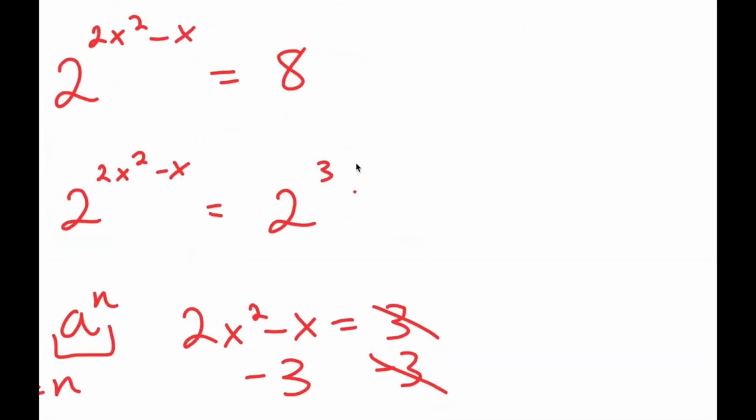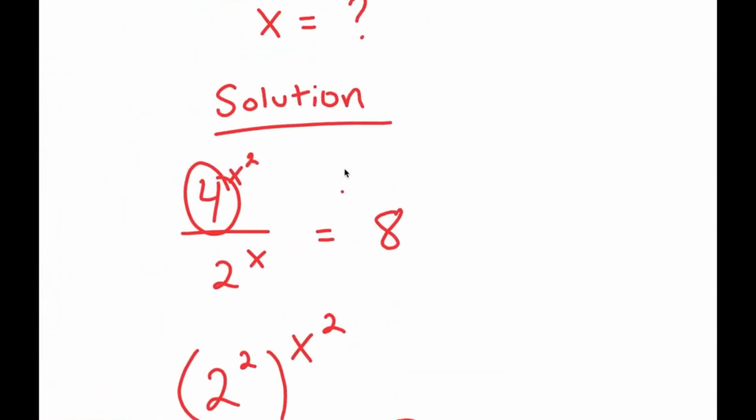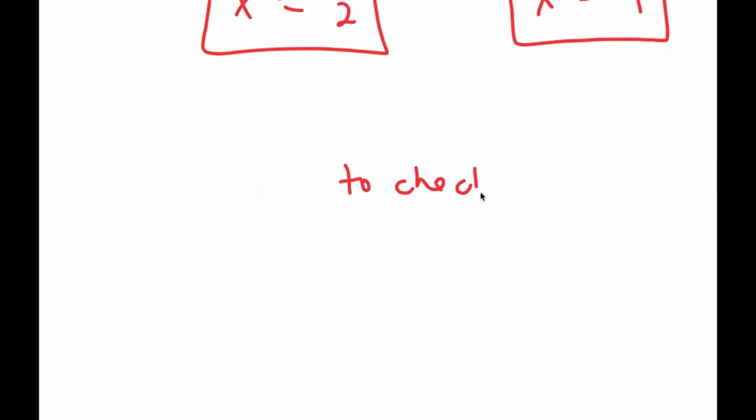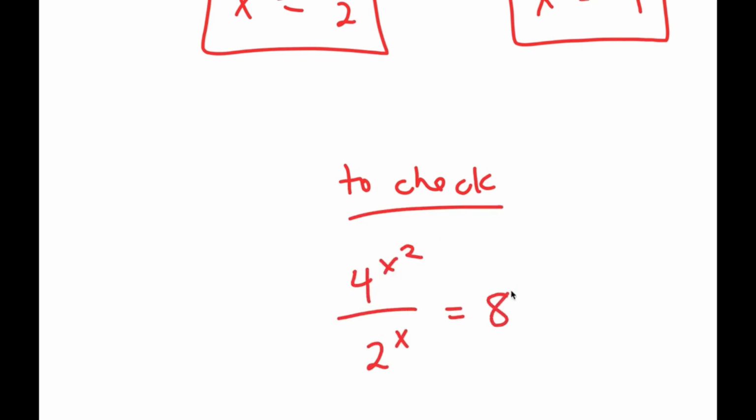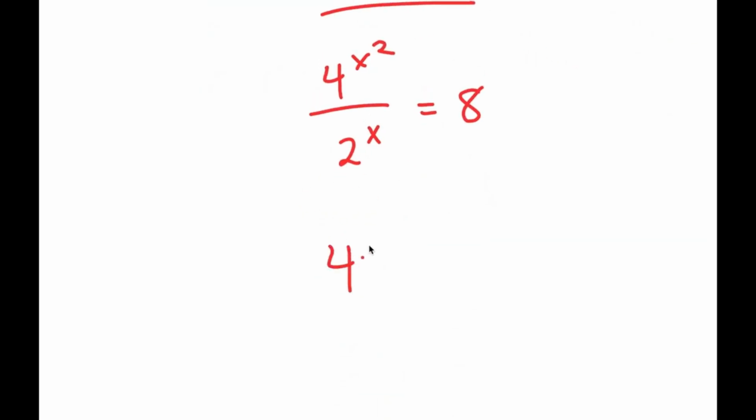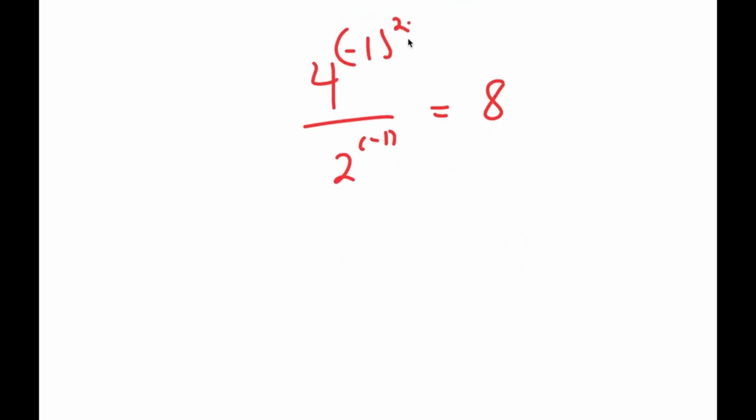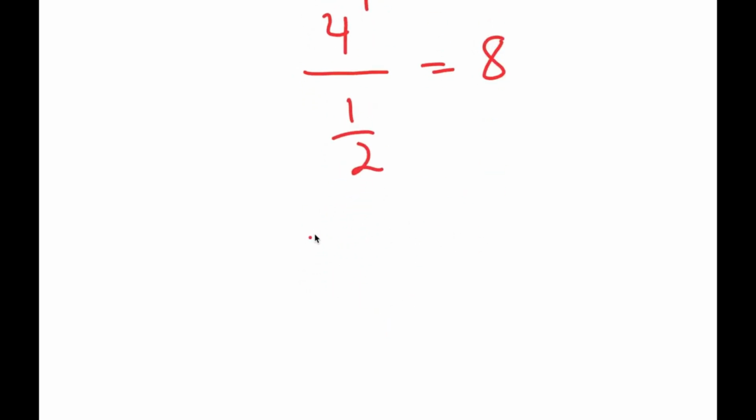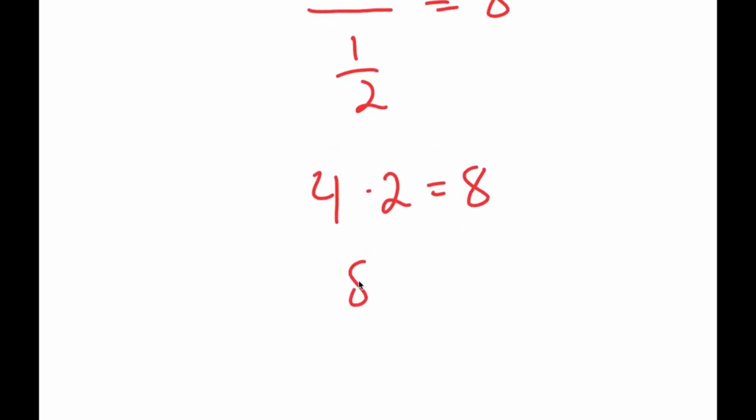So now, going back here, I have 4 to the power of x squared over 2 to the power of x equals 8. So I'm going to check these two solutions. I'm going to first start with -1. So if I plug in -1 for x, I get 4 to the power of -1 squared over 2 to the power of -1 is equal to 8. So 4 to the power of -1 squared is the same thing as 4 to the power of 1 because -1 squared is just positive 1. And 2 to the power of -1 is 1 over 2. So this turns into 4 times 2 is equal to 8, and 8 is equal to 8.